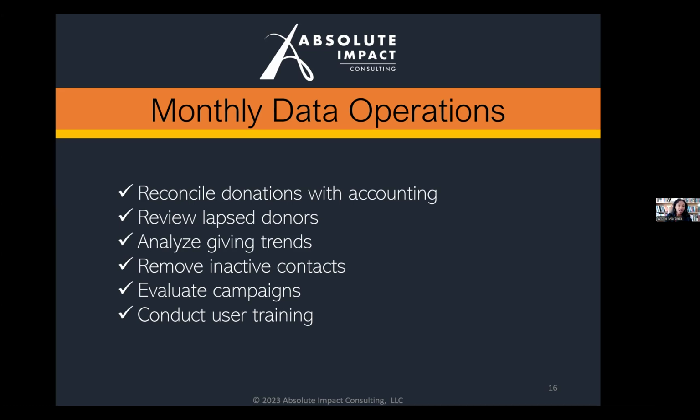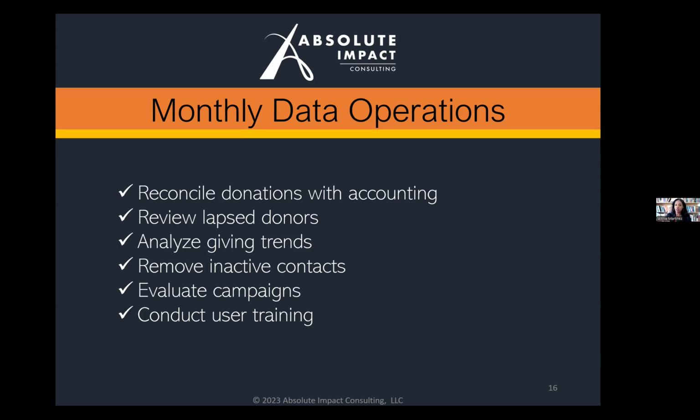And the best case scenario for us as nonprofits is we have a 40 to 45% retention rate. So reviewing your lapsed donors is something you want to do weekly, okay, if not daily. So analyzing giving trends, again, pulling out those reports to see who's giving, when, are the numbers accurate, removing inactive contacts. Now, I get this question a lot.